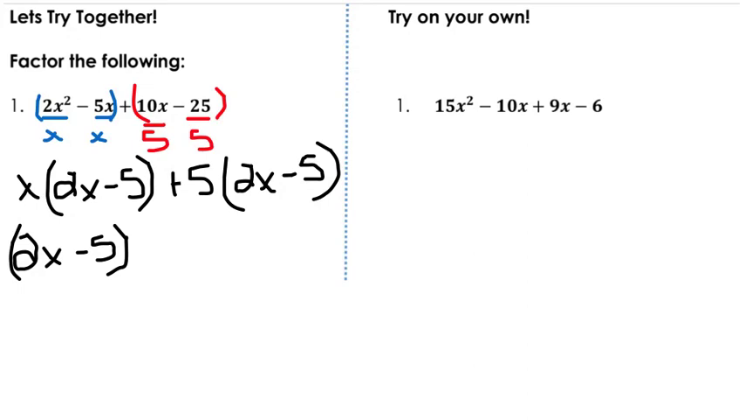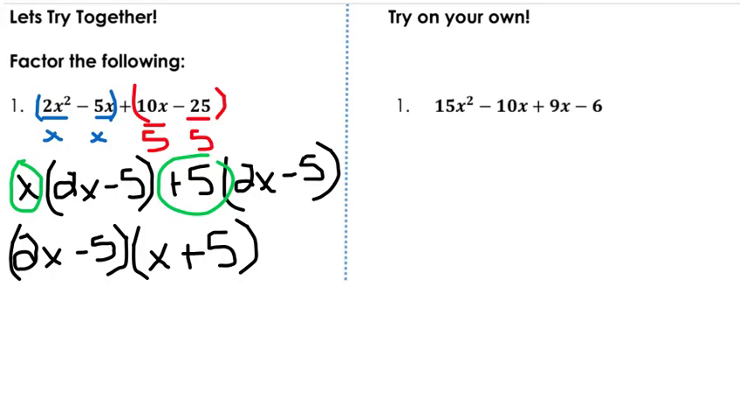My last step is to circle the remaining parts and write those as the other binomial factor. So the remaining parts I'm left with, after I pull that 2x minus 5 out, I'm left with an x out front there and a plus 5 out front in front of my other binomial. So when I write this as my second binomial factor, I'm writing x plus 5. So now we've successfully factored our original expression.